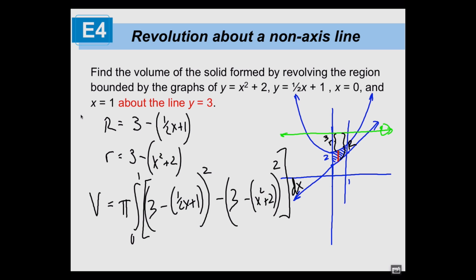Would the same thing work if you translated your graphs down so that y equals 3 is the same as y equals 0? Yes, but then you'd have to change all your functions too. My argument would be, yes, it would work, but the difficulty in changing your functions just to get that to be equal to 0 is more of a pain than it is to just understand the method for R squared minus r squared.